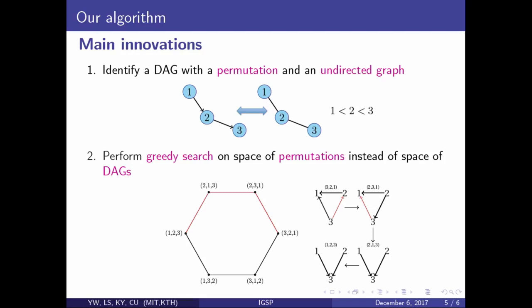The following figure shows an example of the space of permutations. As we can see, the space of permutations is a polytope-like space, and our algorithm could be interpreted as a simplex-type algorithm that greedily searches along the edges of the polytope to minimize the number of edges of the associated DAGs.